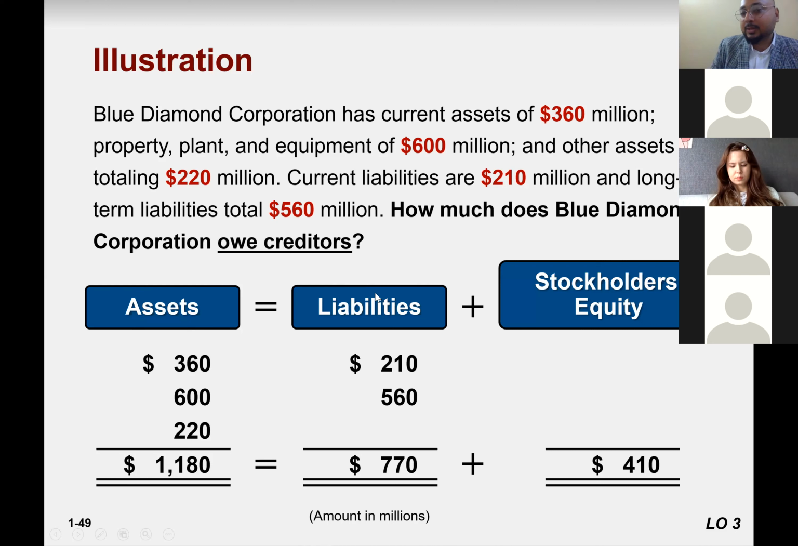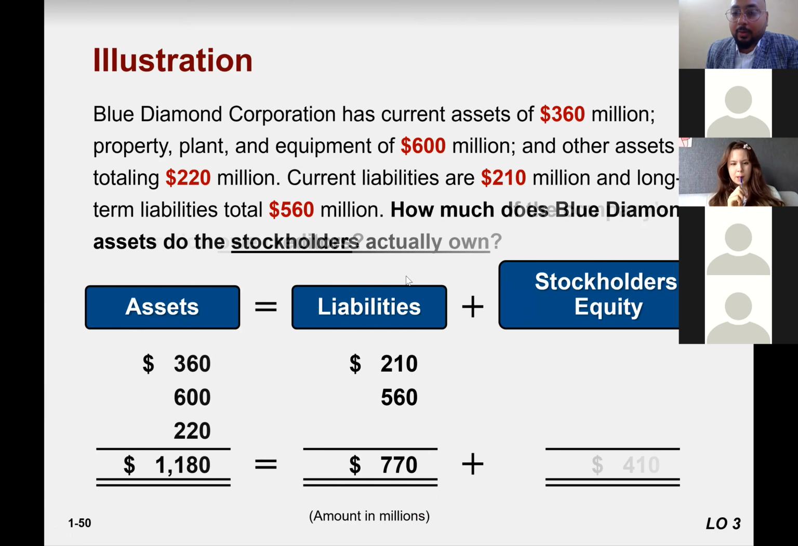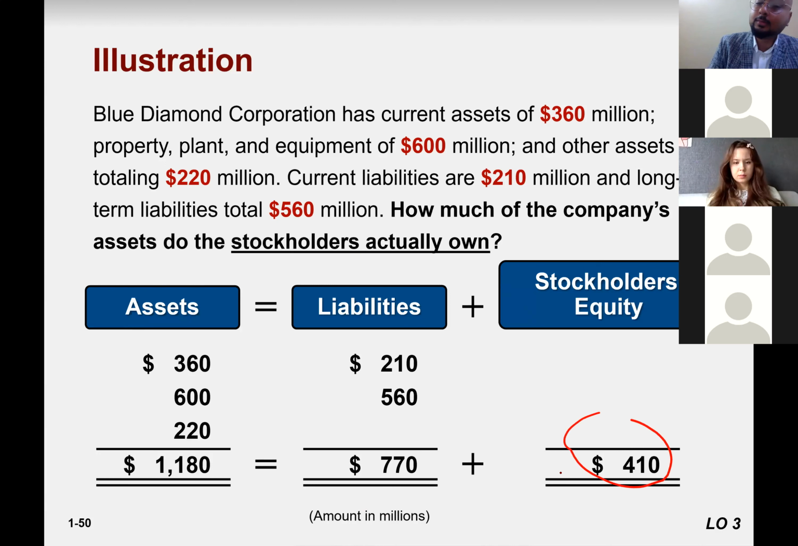Second, how much does Blue Diamond owe to the creditors? Remember, Blue Diamond is our company, not the owner's name, it's the company name. Which means, how much is the outsider claim? Total 770 million. And the next requirement is how much of the company's assets do the stockholders actually own, or how much is the insider's claim? 410.